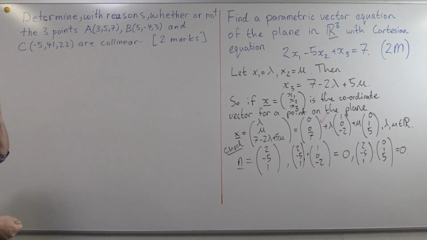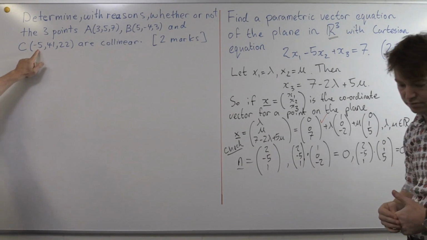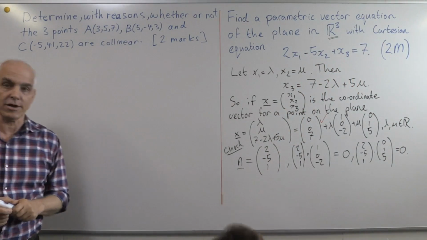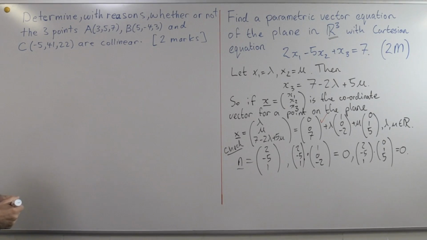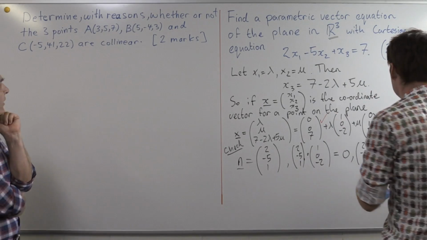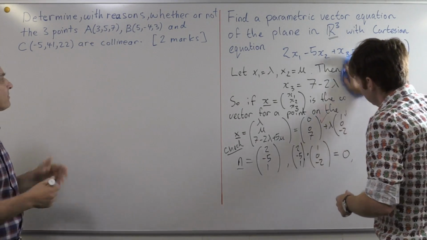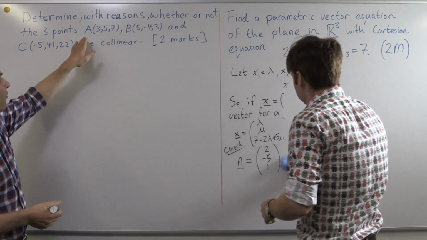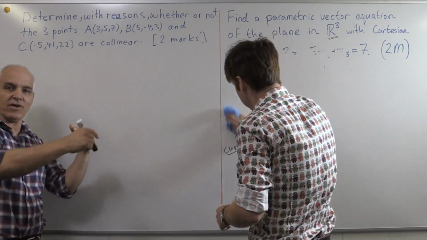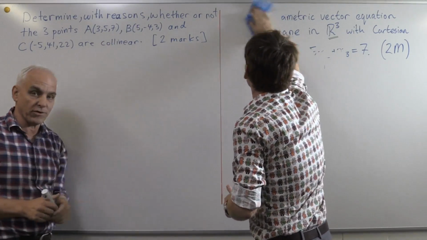Okay, so in this question we have to determine, with reasons, whether or not the 3 points A (3, 5, 7), B (5, -4, 3), and C (-5, 41, 22) are collinear. Collinear means that they actually lie on a line. I might remark that this notation for a point is an alternative. Sometimes we could also write A equals square brackets 3, 5, 7. That's what we do more in our online tutorials. It's just another way of specifying the actual coordinates of the point.